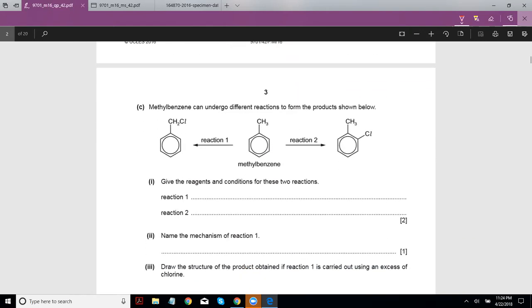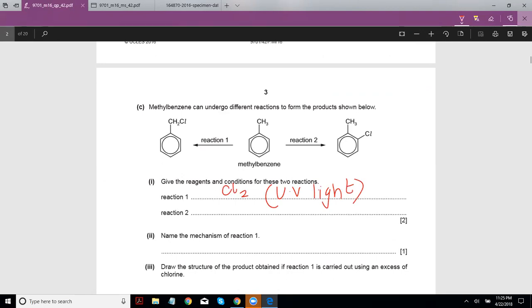Methylbenzene can undergo different reactions to form the products shown below. Give the reagents and conditions for these two reactions. In the first reaction, the reaction happens with the side chain, which is free radical substitution, which means UV light and Cl2.